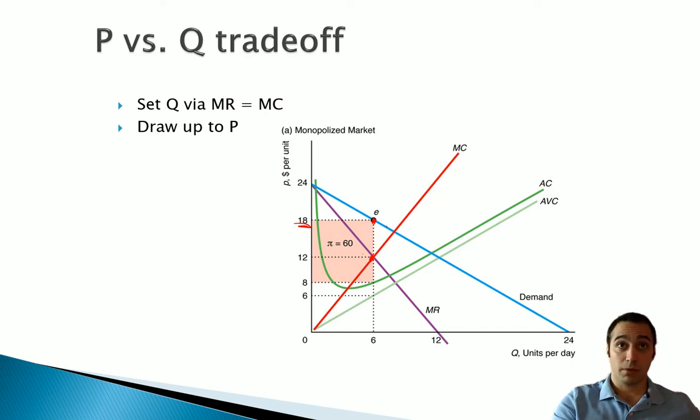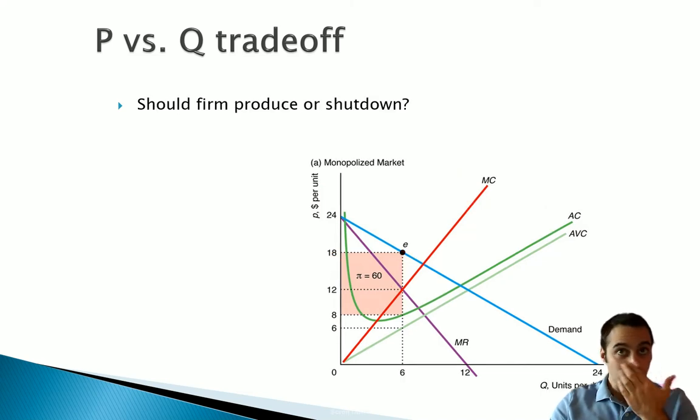Next, how do we find our quantity? Well, find out what price of 18 suggests for quantity using inverse demand. 18 traced to inverse demand suggests that Q equals 6. Our first question now should be, well, should the firm produce these 6 units at $18 or should they shut down? You'll note that 18 is above average cost, therefore they make money.